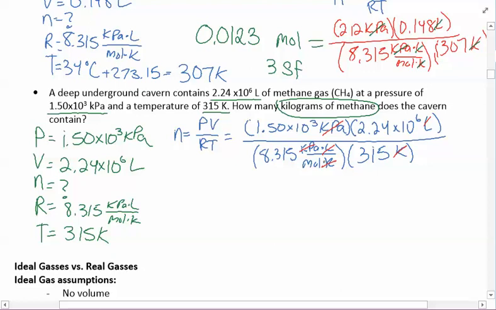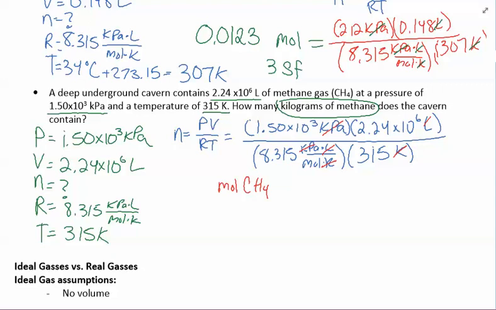Now, in the last problem, we had an extremely small space inside a tennis ball. Now we have an extremely large space of cavern. So this number will tell us the number of moles of methane, which is CH4. We won't be done once we calculate this, but this is what we need in order to get to the next step.